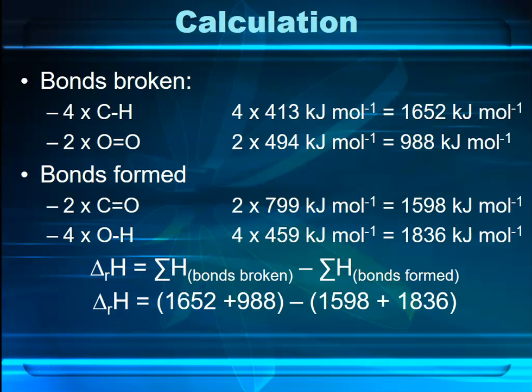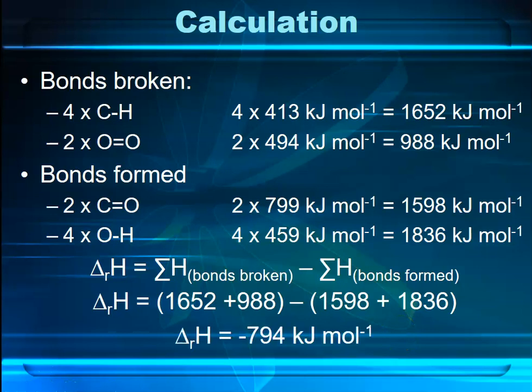Because if you don't have brackets in here, if you just type 1652 plus 988 minus 1598 plus 1836 into your calculator, you'll get the wrong answer. You need the brackets because it's implying that you've got to add these two together and add the second two together, and then you can subtract it. That's what you're telling your calculator.